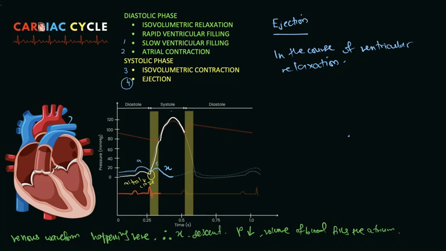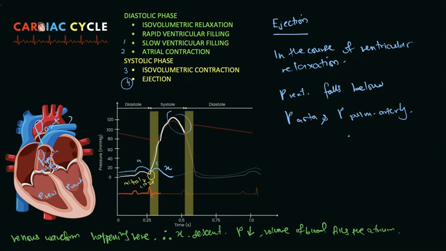Now in the course of ventricular relaxation, depicted on the graph there, the pressure of the ventricles will fall below the pressure of the aorta and the pressure in the pulmonary arteries. Now let's see that on the diagram of the heart. Here depicted is the pressure of the aorta and pulmonary arteries being greater than the pressure in the ventricles. When this happens, the semilunar valves will be forced to close.